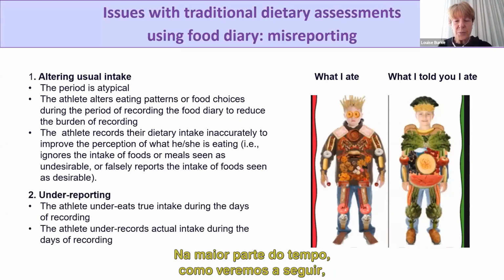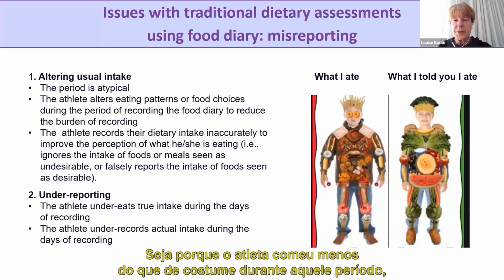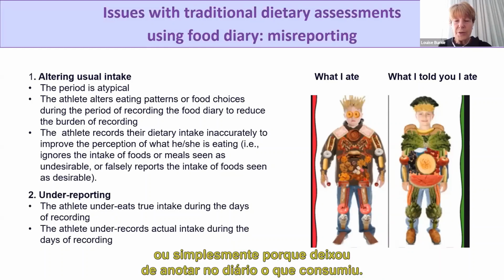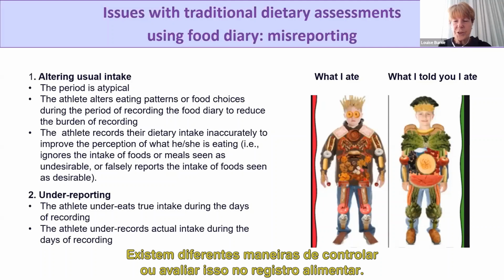Most of the time, and we'll see in a minute, the errors in keeping food records tend to be under-reporting: the athlete either eats less food over the period of recording than they normally would, or the athlete eats food but then doesn't write it down on their food record. And there are different ways in which you can try to control for that, or at least assess for that, when you're looking at a food record.